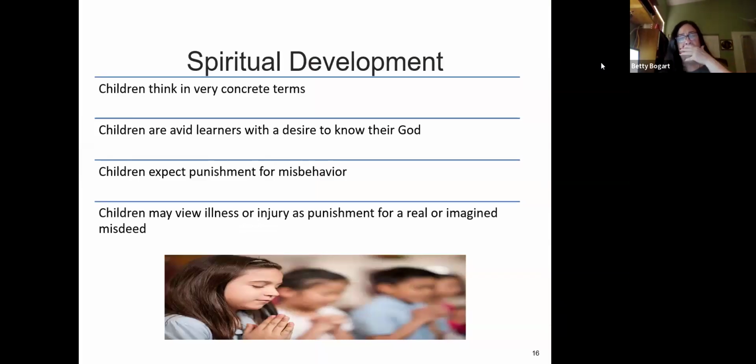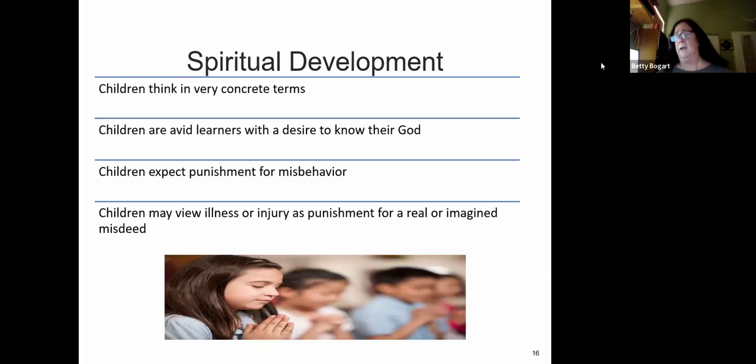Spirituality and spiritual development, again, it's still very concrete, which means you have to see it, touch it, feel it, smell it. You have to have seen it before in order to understand it or to be able to do whatever you're talking about, okay? So where do they get these concrete terms? They get it from their families. They get it from their friends and their families and people that surround them, okay?